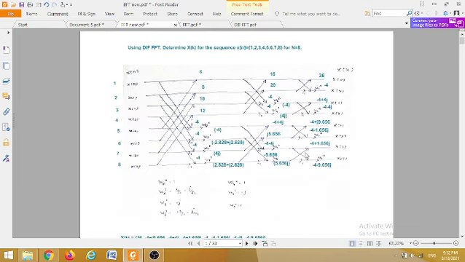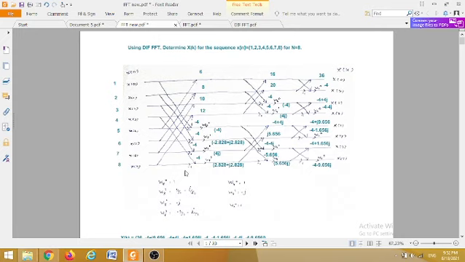Okay. So here we have the same DIF FFT structure. Input x of n in the normal order, x of k in the bit reversed order, and here we have the 8-point structure, and then we have the twiddle factors.